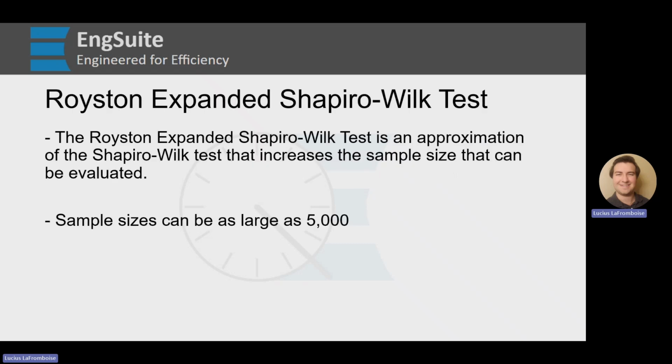the Royston expanded Shapiro-Wilk test is an approximation of the Shapiro-Wilk test that increases the sample size up to 5,000 samples. Now, as an engineer, I truly hope that you don't have any more than 5,000 samples, because if it fails for normality, that's going to be expensive to remeasure, and it probably was the first time around.